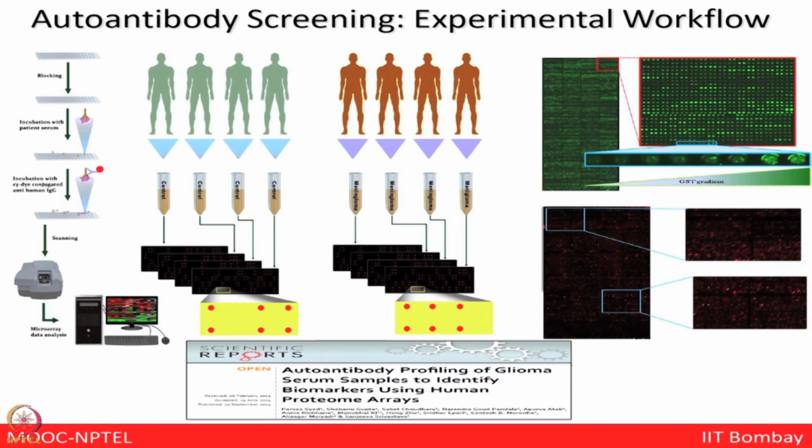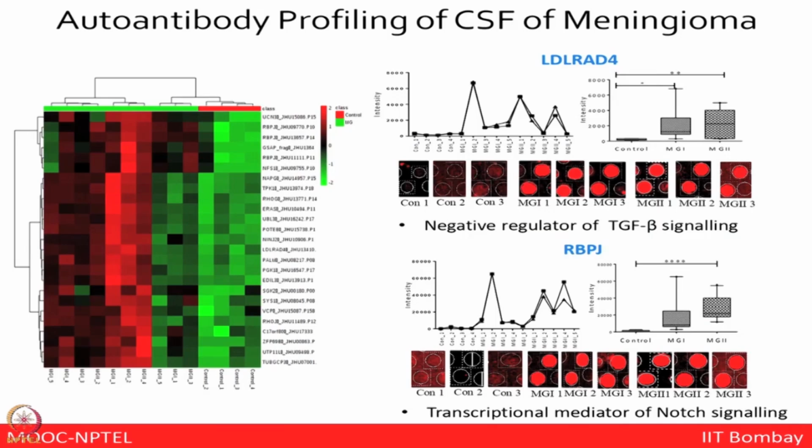To do this work, we collaborated with Johns Hopkins, where we have almost 19,000 proteins printed on the chip. Now, if we see a signal from the autoantibody, as shown in the next slide, these are the control samples, healthy individuals, meningioma grade 1, and meningioma grade 2 patients, and some proteins are showing very strong responses, and these could be potential autoantibody biomarkers for the detection of this particular tumor.